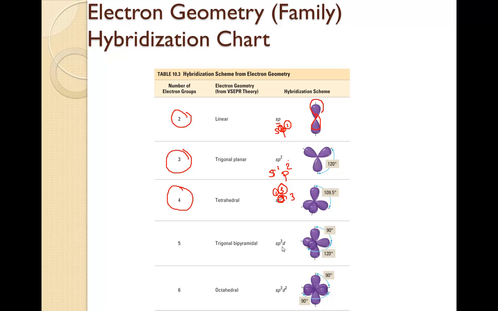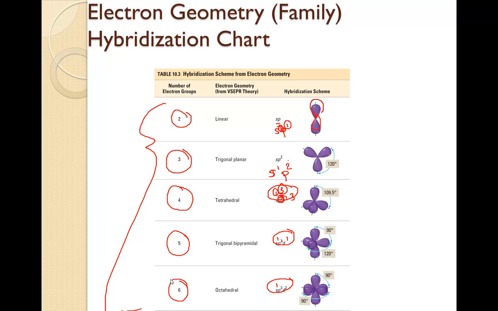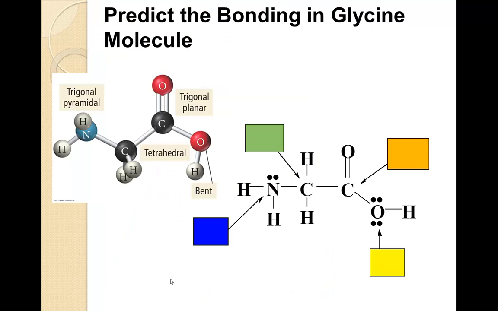Trigonal bipyramidal, 1 s, 3 p, and 1 d for 5. Octahedral, 1 s, 3 p orbitals overlap, and 2 d orbitals overlap for a total of 6. So notice the number of orbitals that are overlapping are going to equal the number of things coming off that center atom. So if we look here and try to figure out what the hybridization is of every single one of these, we can look at how many groups are coming off it.